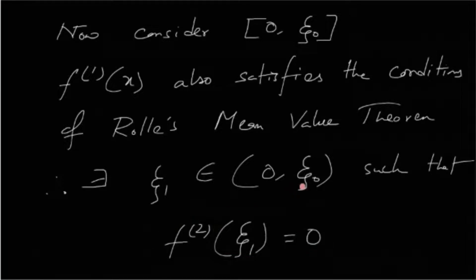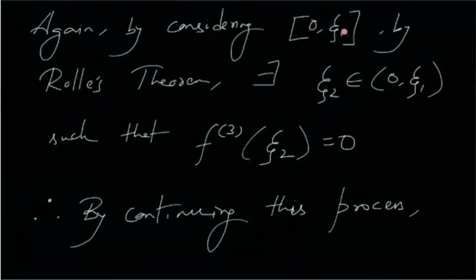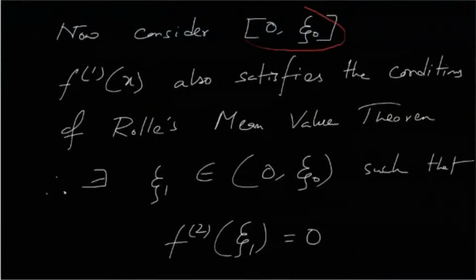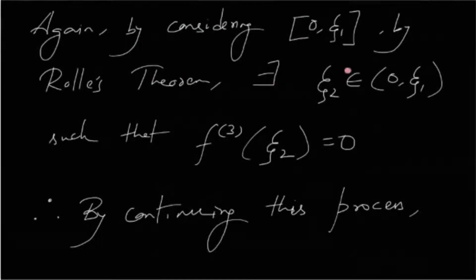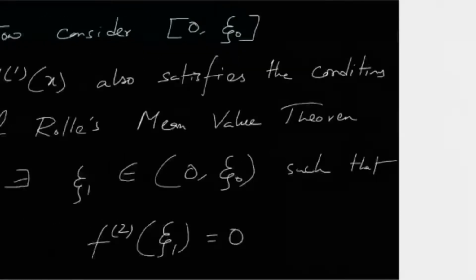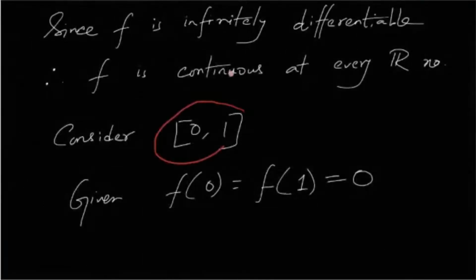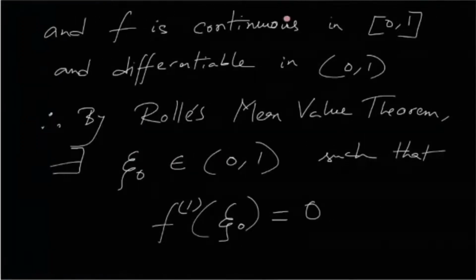Now this xi1 is less than xi naught and greater than 0. It lies between 0 and xi naught. Again, considering the interval [0, xi1], which is an even smaller subset of [0, xi naught], by Rolle's mean value theorem there exists some xi2 between 0 and xi1 such that f3 of xi2 is 0. What we are doing here is, first we consider the interval [0, 1], which satisfies the conditions of RMVT, and therefore there exists some point at which the first derivative of the function is 0 by the conclusion of RMVT.